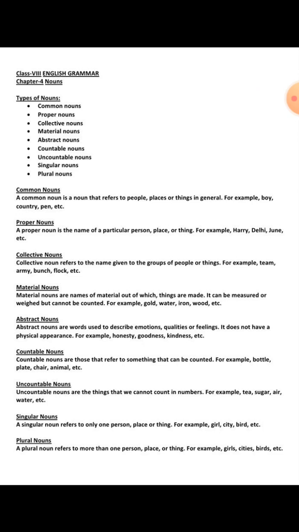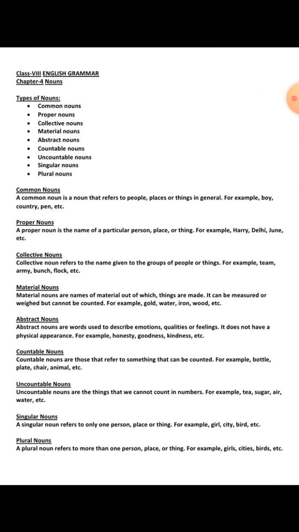Proper nouns. A proper noun is the name of a particular person, place, or thing. So that means a particular or a specific name given to a person, place, or thing is a proper noun. For example, Harry. Harry is the name of a boy. Delhi, June, etc. Alright?